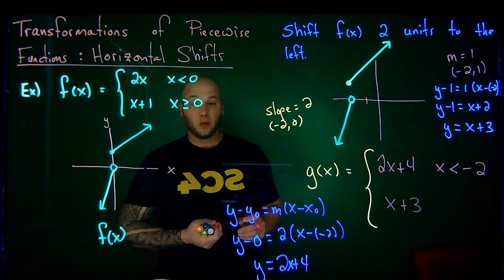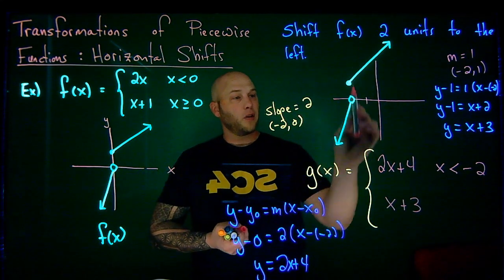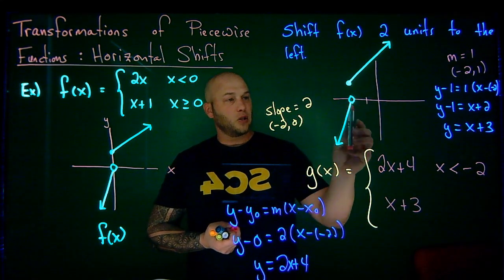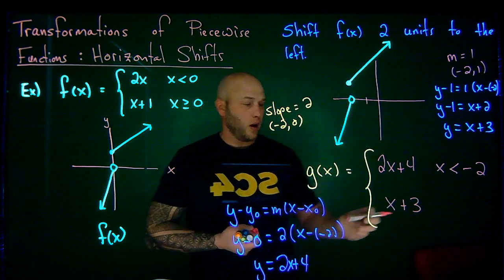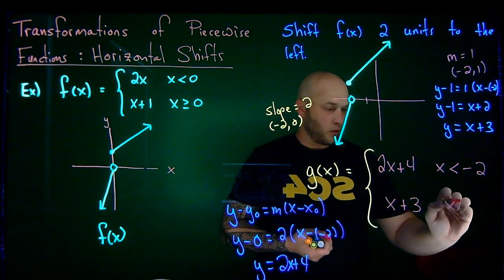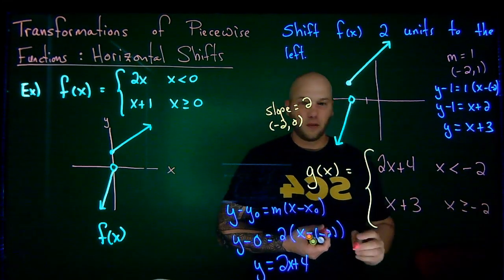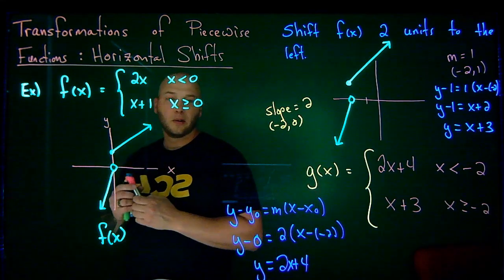And when do I use that expression? Well, if I look at the graph here, that x plus 3 is used from -2 to the right. That means that x would be greater than or equal to -2. Okay.